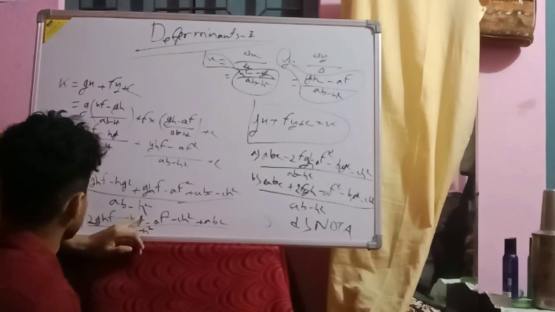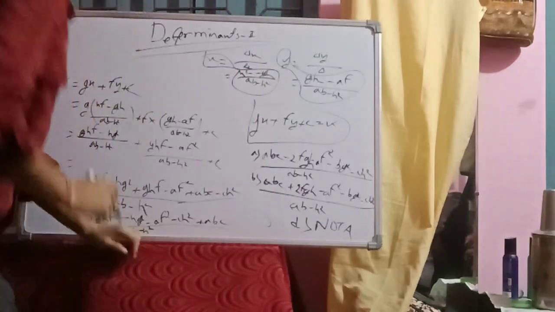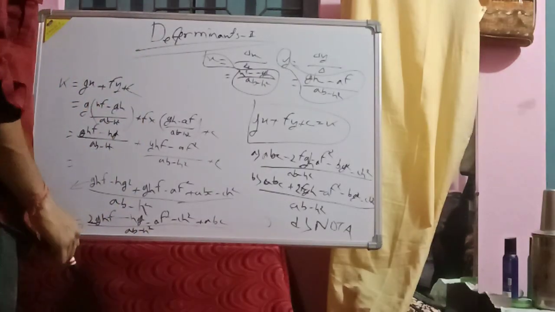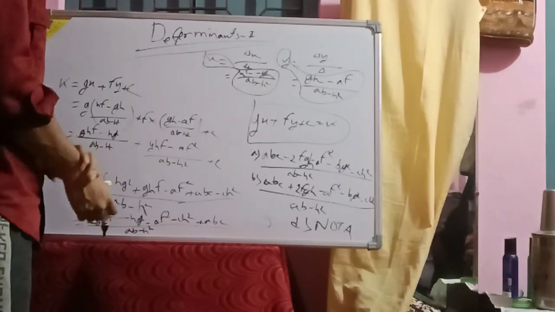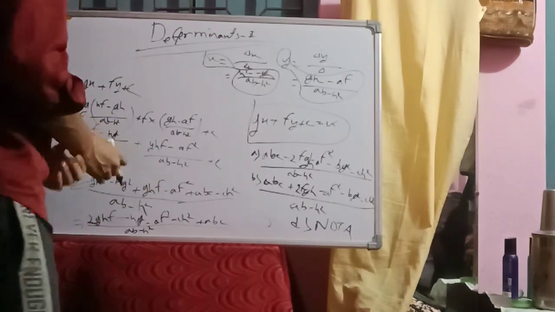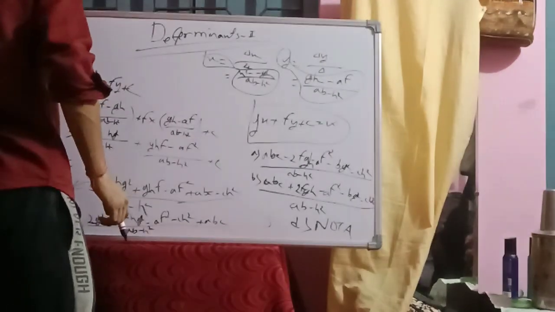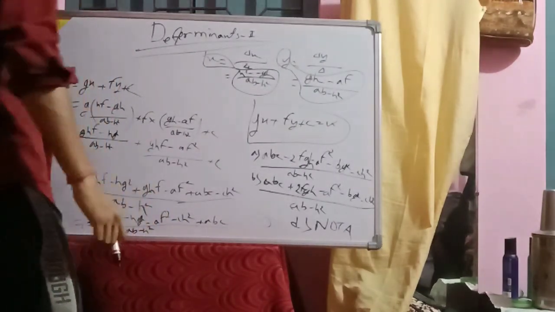How did this become H square? This should become BG square. So this one is just BG square.